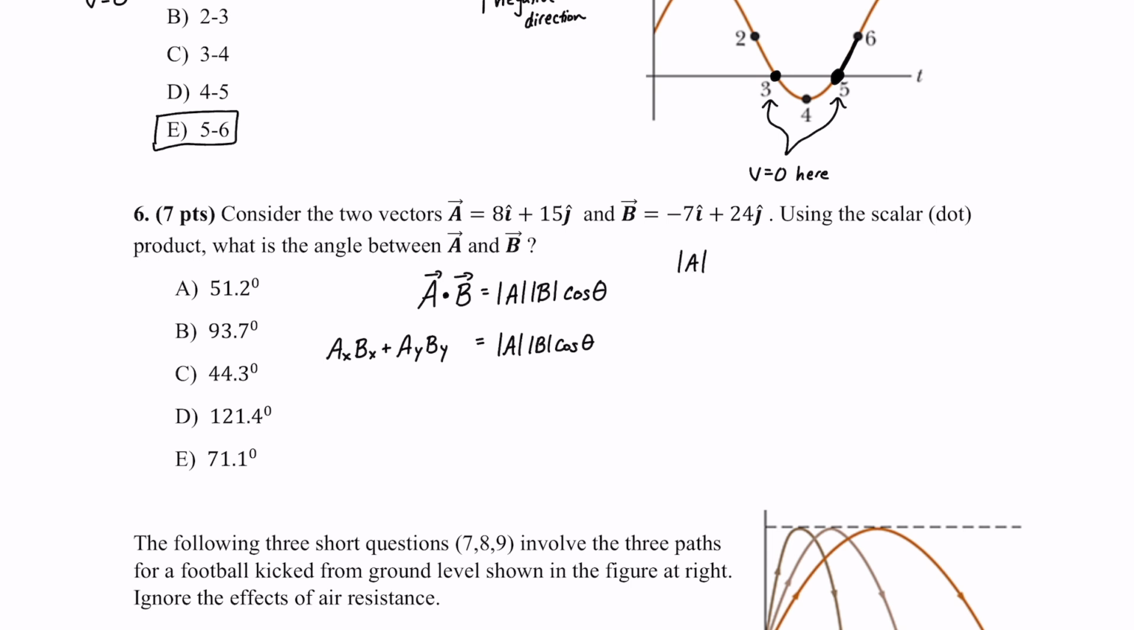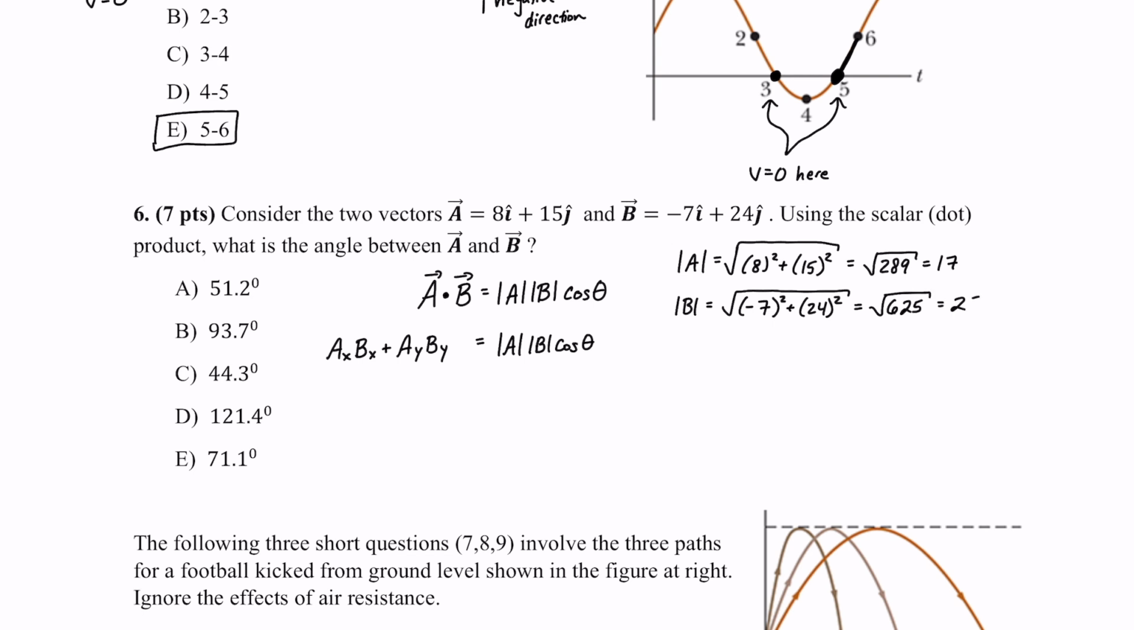The magnitude of vector A will be its x component squared plus its y component squared with the square root over both. If we were to put this into a calculator, we would find that it is equal to 17. We can repeat this to find the magnitude for vector B, so we'd have negative 7 squared for its x component and 24 squared for its y component, and this ends up being the square root of 625, which is equal to 25.